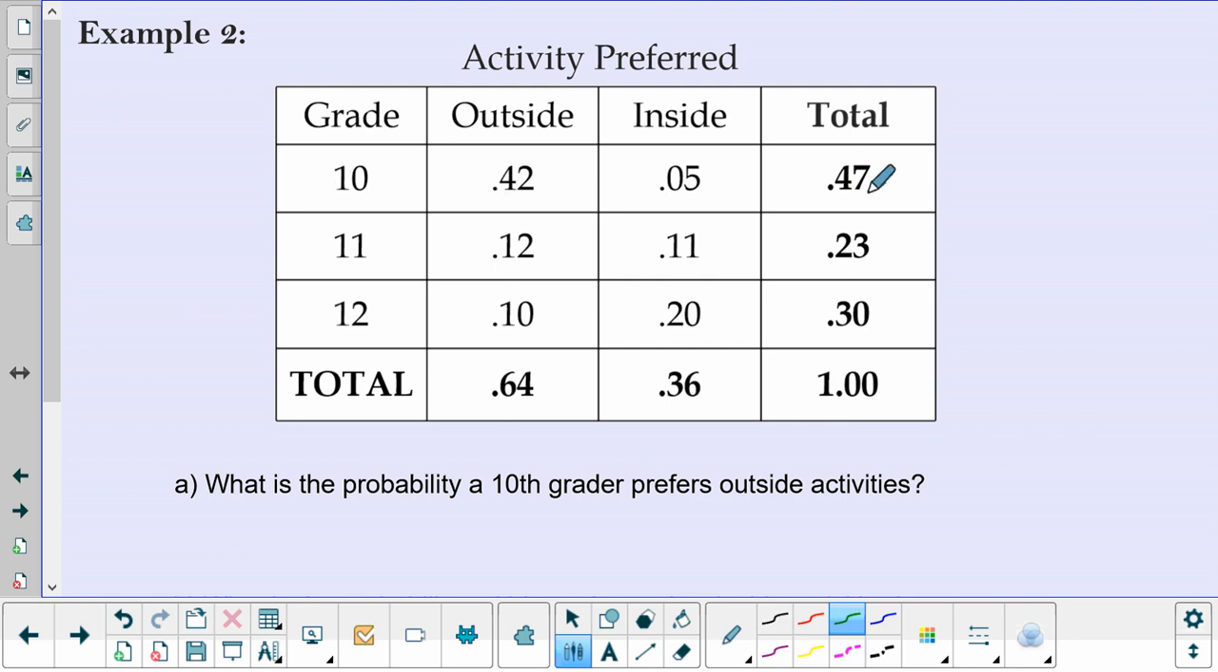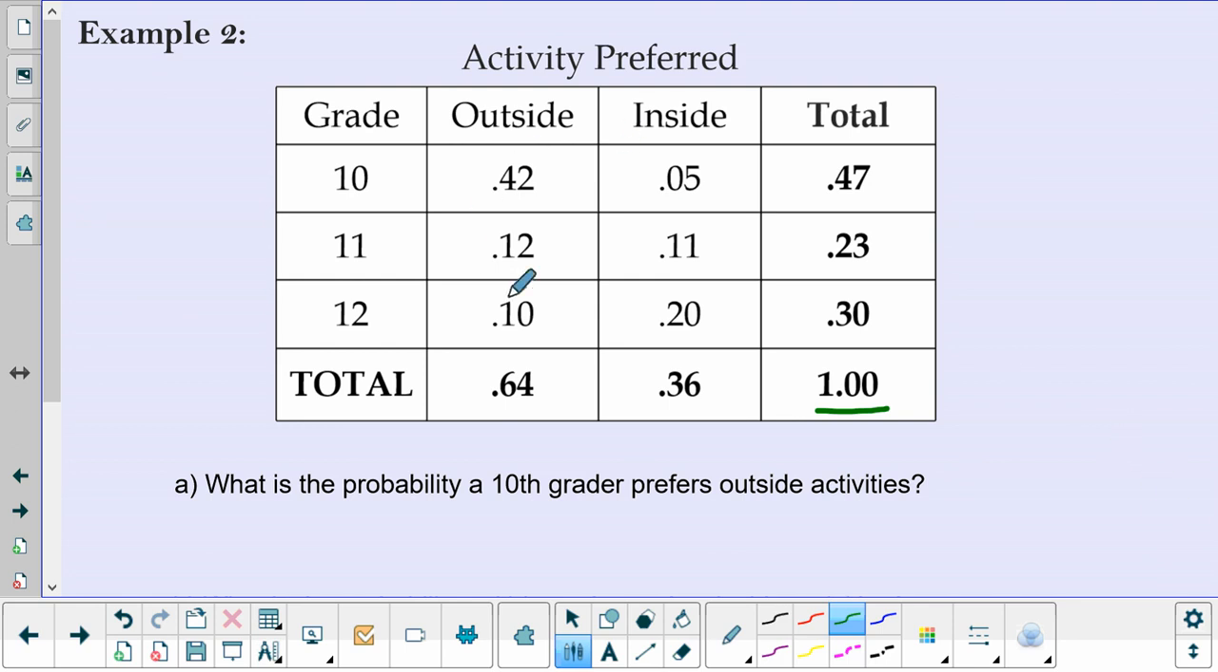So in the 10th grade row, you can tell that 47% of this table is made up of 10th graders. 23% of this table is made up of 11th graders. 30% of this table is made up of 12th graders. You can see that 64% of this table prefers outside activities, and 36% of this table prefers inside activities. So you've got your decimals already inside this table, which makes it a little bit different. If you think about percentages in general, the total number of percent that's ever available is 100%, which is why this table adds up to 1.0.